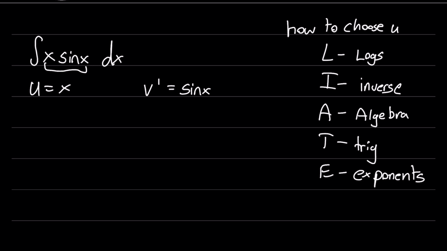Now, in this case, we have to find u prime. So u prime, the differential of x, is just 1. And then we find v, which is by taking the integral of v prime. Take the integral of v prime, we're going to get what? So the integral of sine x is negative cos x, I believe.